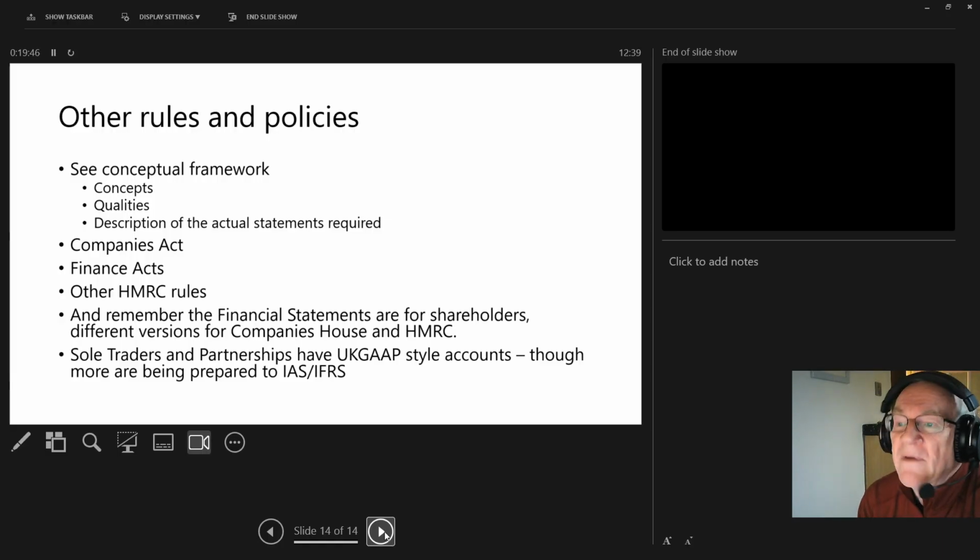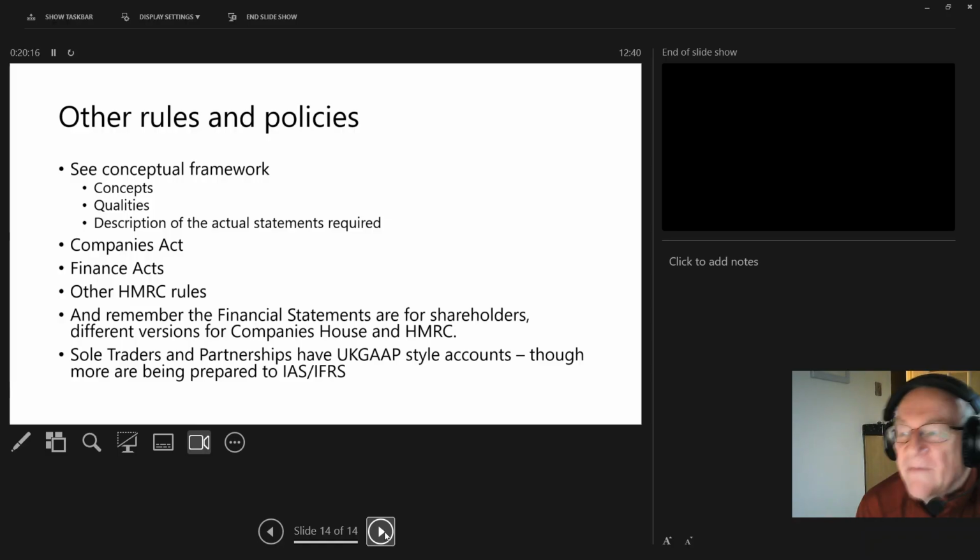Then, of course, we have the good old Companies Act, which has been around for a very, very long time, constantly updated about what you have to report and the basic description of an entity, as in limited companies. And then, of course, every year the budget brings a new Finance Act, which may affect the liabilities of companies, retrospectively sometimes, and therefore you may need to do some adjustment in a set of accounts. And then of course there are lots of HMRC rules.